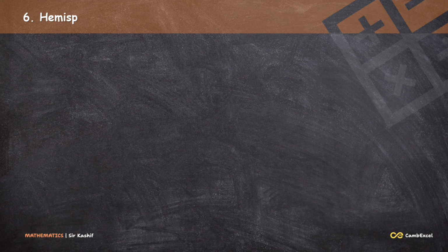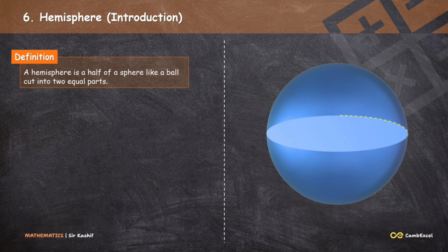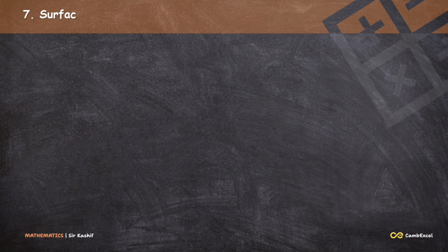And at last, coming to hemispheres, let us first of all define what a hemisphere is. By definition, a hemisphere is half of a sphere, like a ball cut into two equal parts. You can see it on the right hand side. Here's the ball, and if we cut it from the center and remove the upper part, we get a hemisphere. Let us find the definitions and formulas for the surface area and volume of a hemisphere.